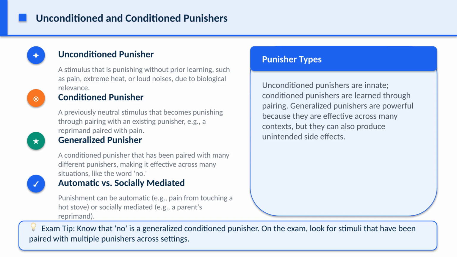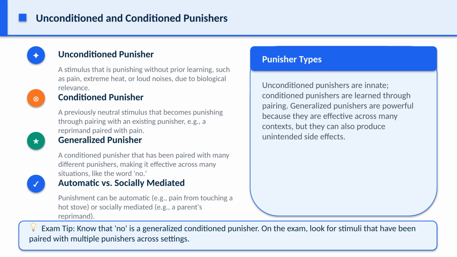On this slide, we distinguish between unconditioned and conditioned punishers, a key distinction for the BCBA exam. Unconditioned punishers, like pain or extreme heat, are inherently punishing due to biological relevance. No learning history is needed. Conditioned punishers, such as a reprimand, become punishing through pairing with existing punishers. A generalized punisher, like the word no, is a conditioned punisher paired with many different punishers, making it effective across diverse situations. Punishment can be automatic, like the pain from a hot stove, or socially mediated, like a parent scolding.